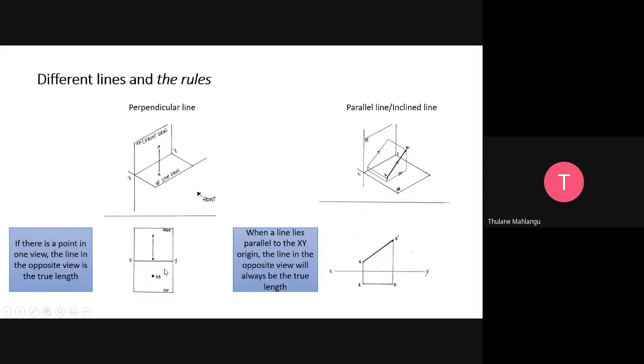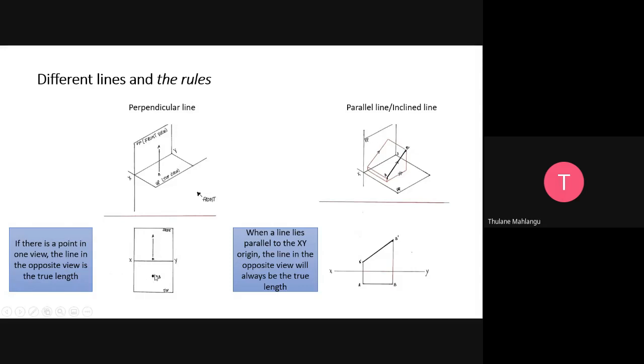So imagine if it's you standing on the ground and someone is looking at you from the sky or from the top. You will only see your head and shoulders because you are looking from the top. But looking from the front, you'll see a line. So the rule says if there is a point in one view, the line in the opposite view is the true length.